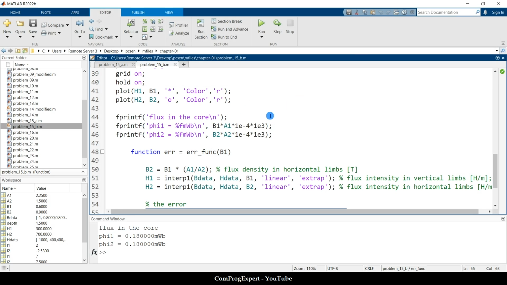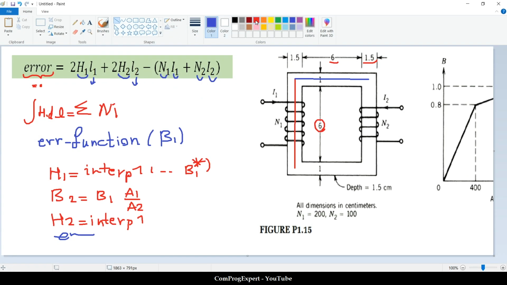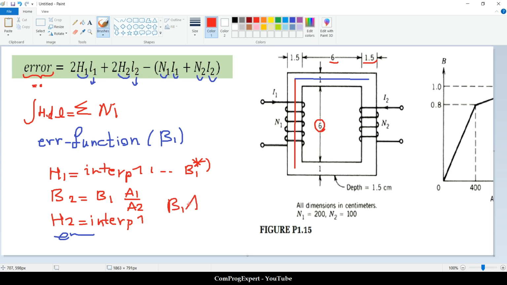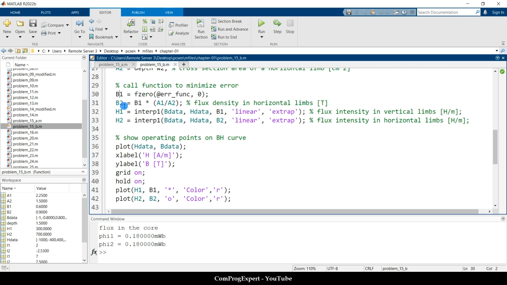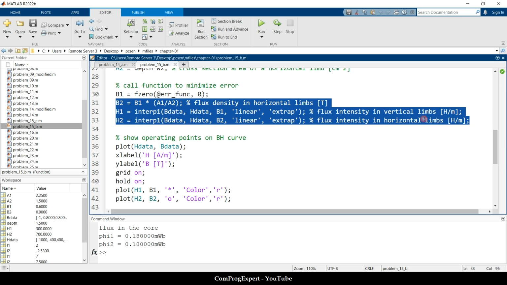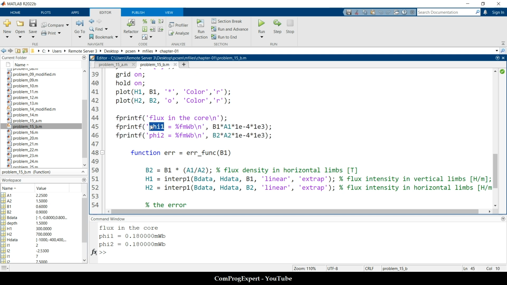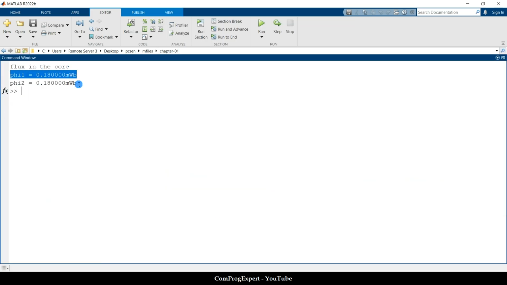So, how much is the value of the total flux in the core? We can calculate total flux using this equation: phi is equal to B1 A1, or equal to B2 A2. I implemented these two equations here. After finding the solution B1, we can recalculate B2, H1 and H2. Then we plot the operating points, and finally we calculate the flux in the vertical limb and in the horizontal one. We know that the amount of the flux is the same. So when we run the code, you can see phi1 and phi2.